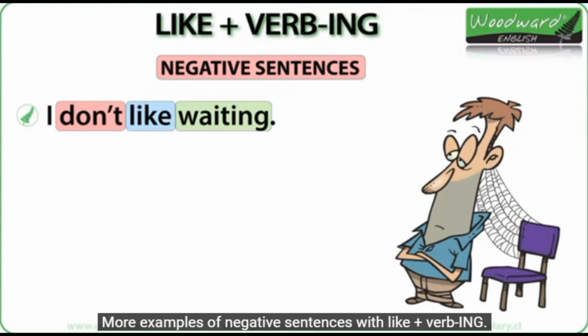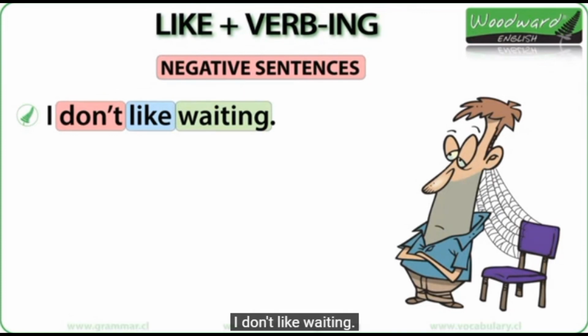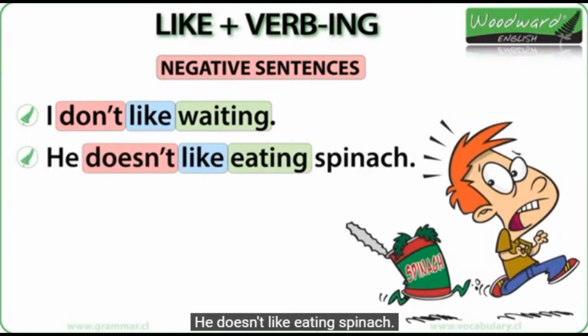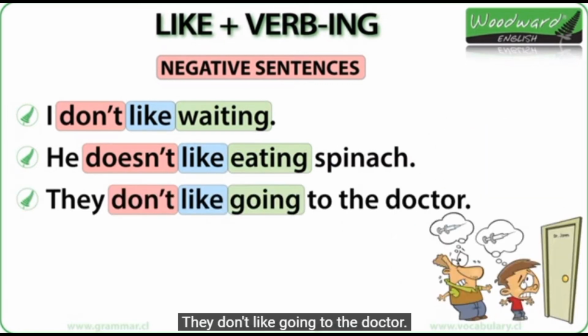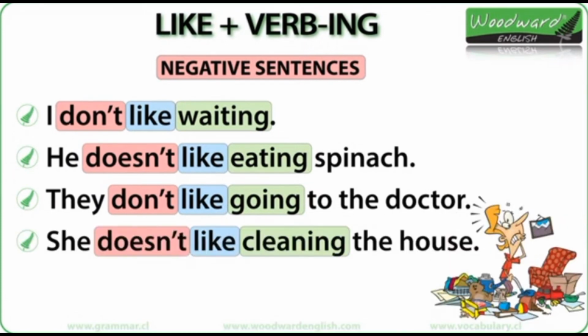More examples of negative sentences with like plus the verb in the ing. I don't like waiting. He doesn't like eating spinach. They don't like going to the doctor. She doesn't like cleaning the house.